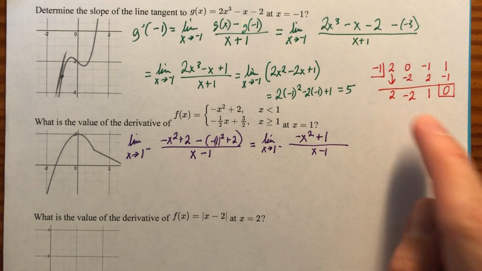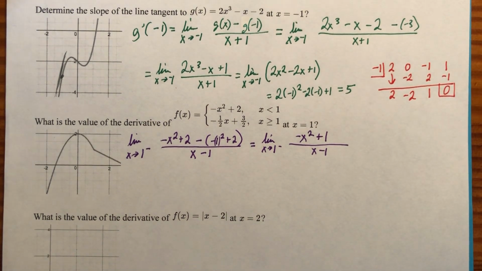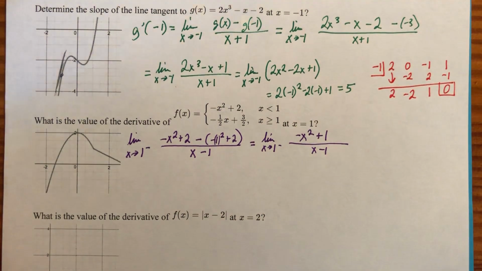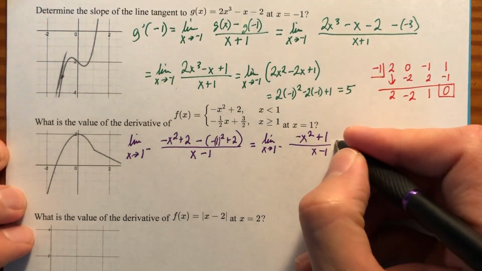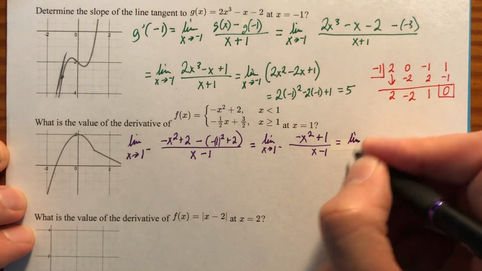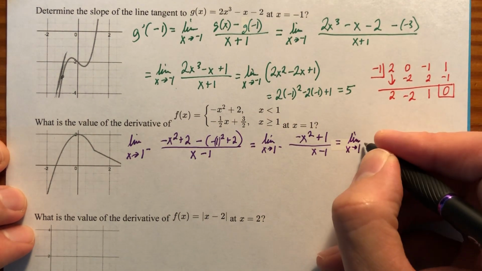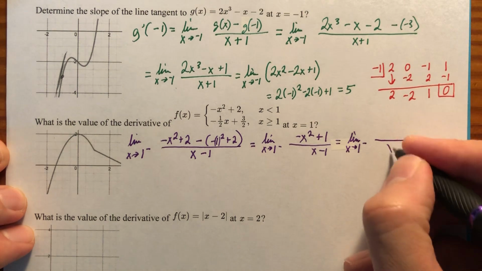You might want to go synthetic on it. I'm actually not. I'm going to do some crazy factoring. And just to save space, I think I wrote this fraction bar a little too long. I need to use some extra space over here. Limit as x approaches 1 from the left. There we go, x minus 1.